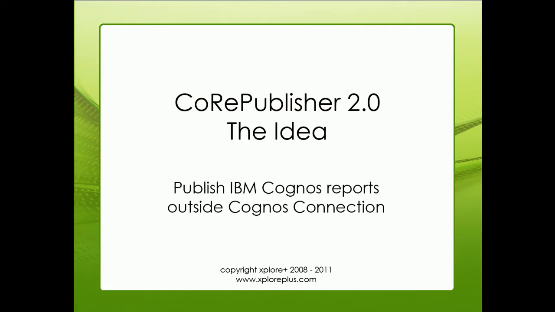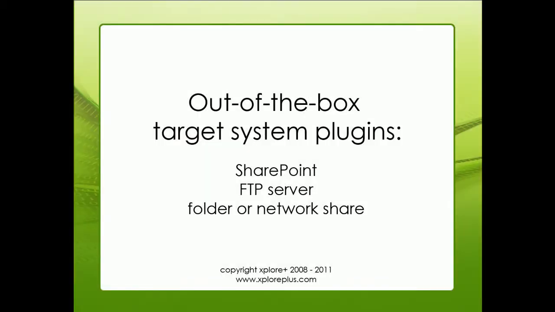Basically, CRP publishes IBM Cognos reports based on one or more predefined conditions and then sends them to one or more predefined target locations. Currently, 3 target system plugins are provided out of the box, being SharePoint, an FTP server, or a folder or network share. Other target plugins can easily be added using the CRP API.